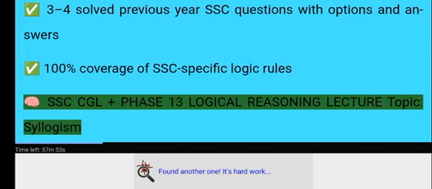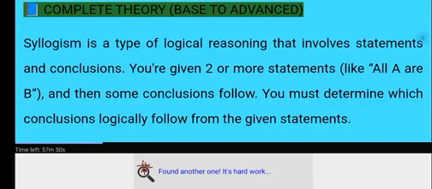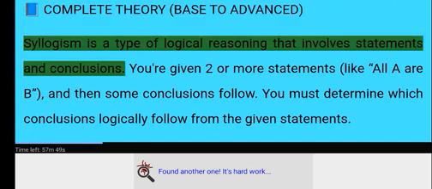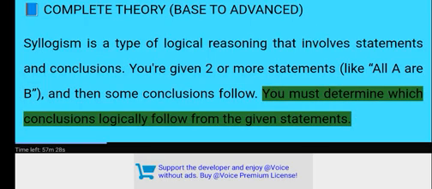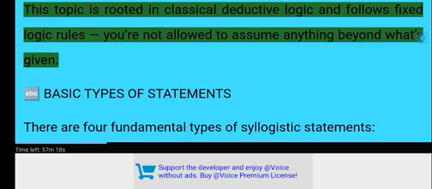SSC CGL Plus Phase 13 logical reasoning lecture. Topic: Syllogism. Complete theory, base to advanced. Syllogism is a type of logical reasoning that involves statements and conclusions. You're given 2 or more statements like All A are B, and then some conclusions follow. You must determine which conclusions logically follow from the given statements. This topic is rooted in classical deductive logic and follows fixed logic rules. You're not allowed to assume anything beyond what's given.